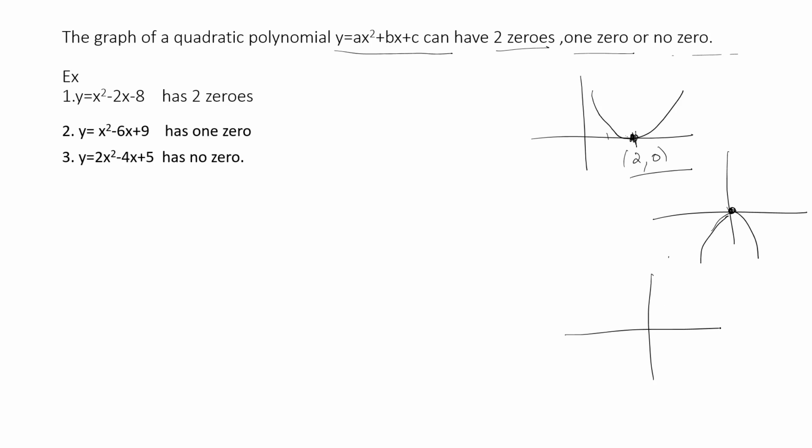So how will a no-zero graph be? It can be like this. That is, it won't cut the x-axis at any point, so then it is a no-zero polynomial.